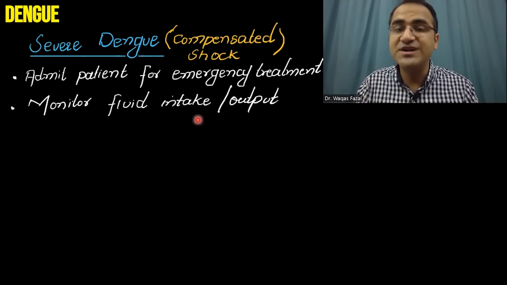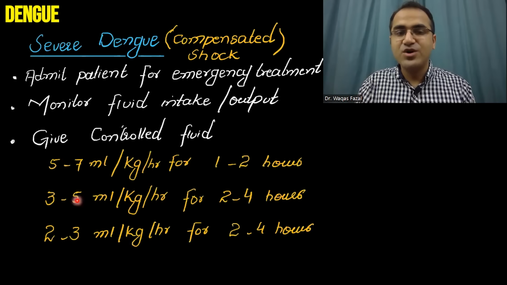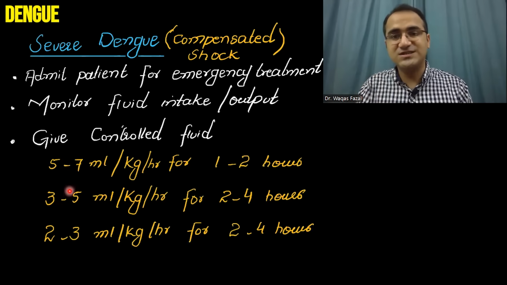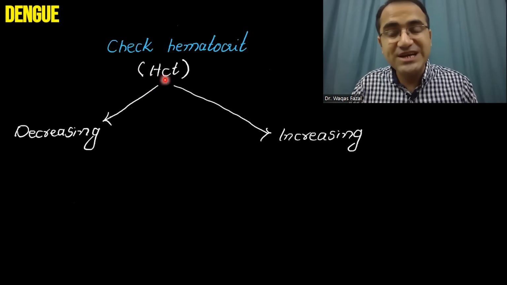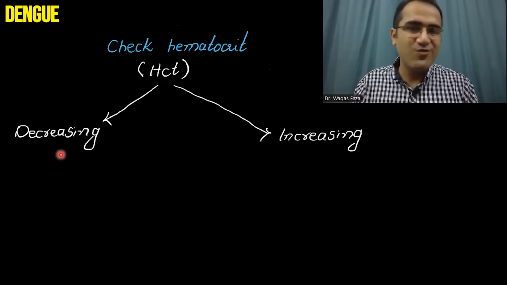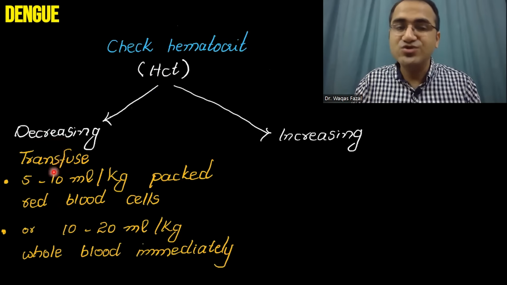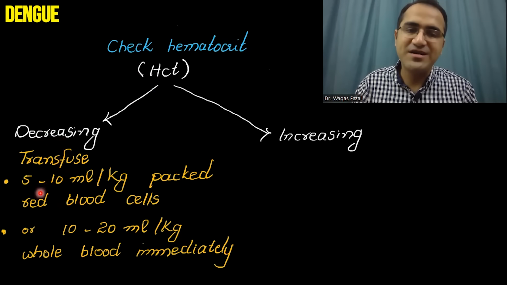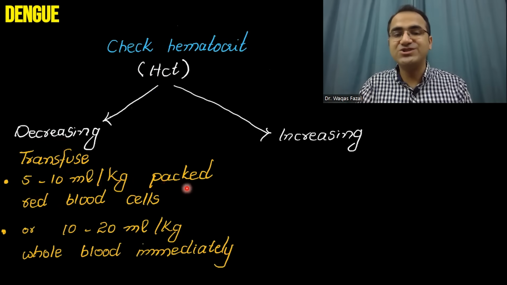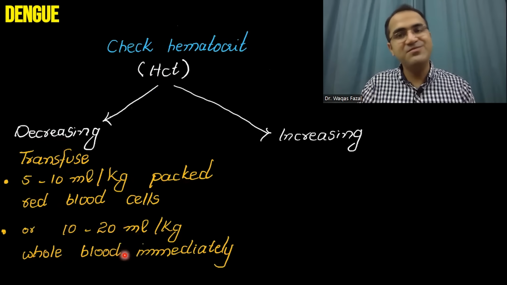You monitor the fluid intake and output, and you give controlled fluids in the step down manner. You give it in the same way as we discussed earlier. And then you check the hematocrit. If the patient is bleeding, the hematocrit will be decreasing. And if the patient's hematocrit is decreasing due to bleeding, you should give whole blood or packed red blood cells, 5 to 10 ml per kg packed red blood cells or 10 to 12 ml per kg whole blood immediately.